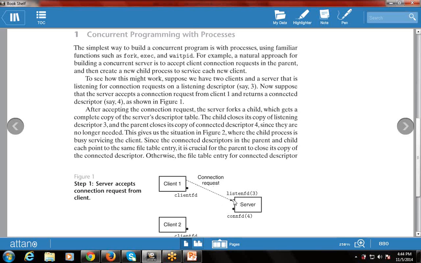After accepting, it accepts the connection request. The server forks a child, that is, the server creates the child, which gets a complete copy of the server's descriptor table. Then the child closes its copy of listening descriptor 3.